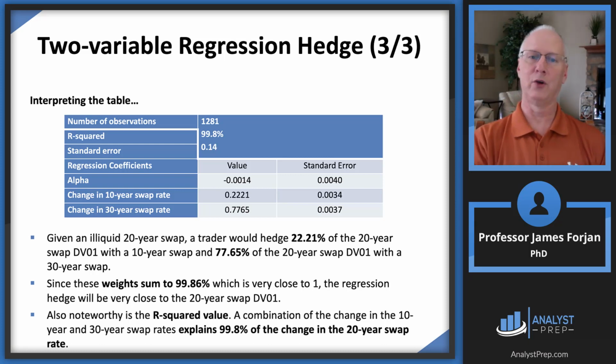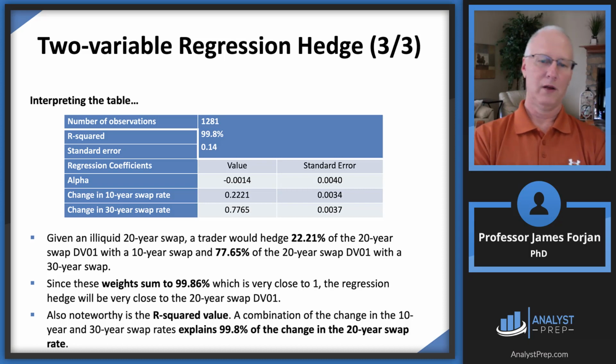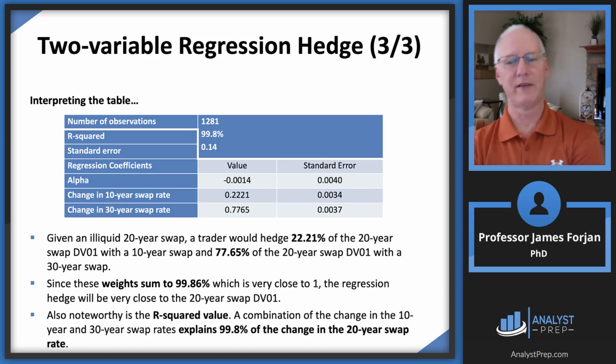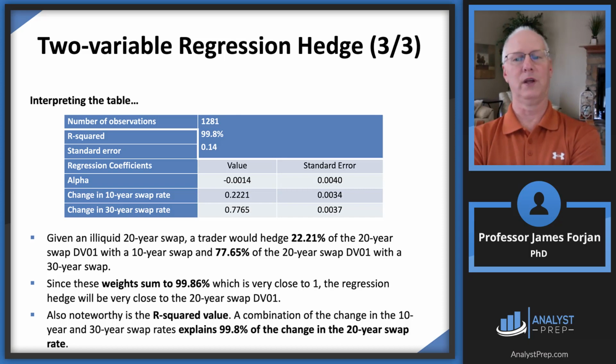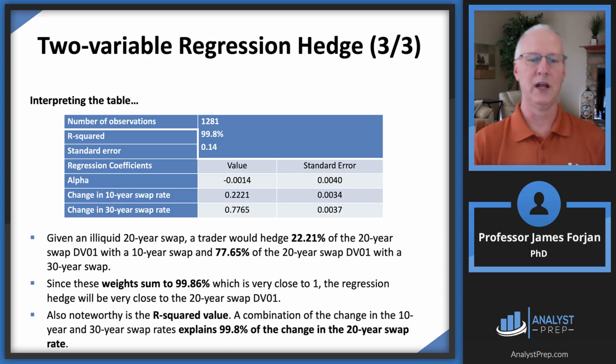Notice that we're going to have two sensitivity coefficients, two beta coefficients, 22% and 77%. So this is what this means. We're going to hedge 22% of the 20-year swap with the 10-year swap and 77% of the 20-year swap with the 30-year swap. So we're going to take some proceeds, and we're going to put 22% in the 10-year and 77% in the 30-year.